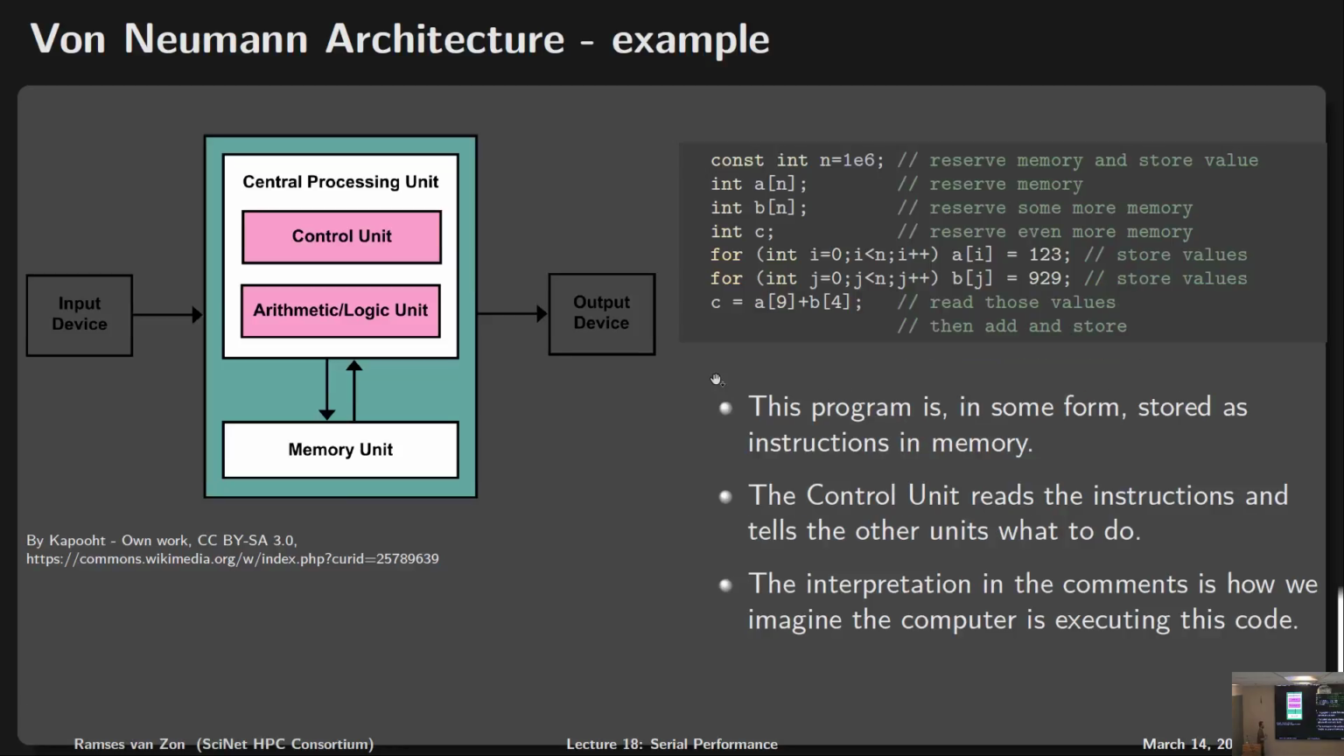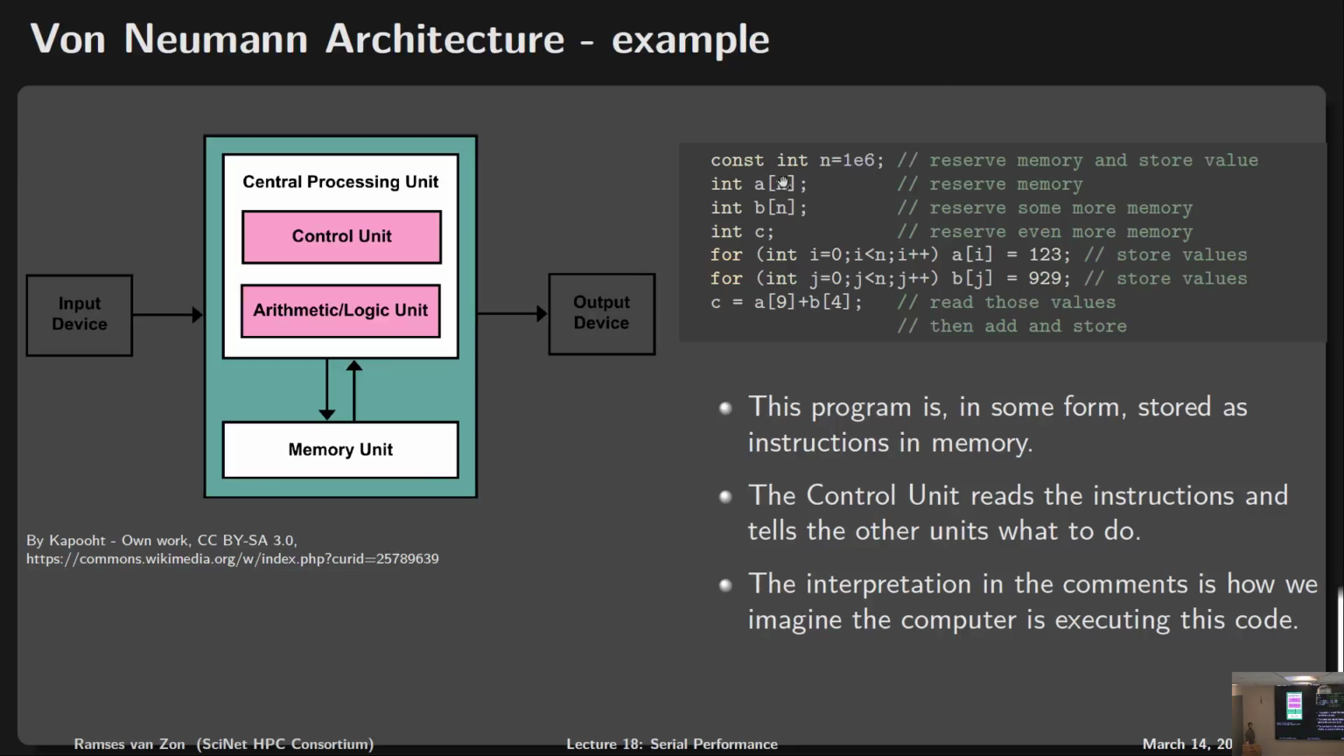So with that picture in mind, I've put a little snippet of code here to see what we would imagine the computer is doing if this is what a computer looks like. So I have a constant int n that is set to 1 million. I would imagine that that's a variable, so it lives somewhere in memory. So we've allocated some memory, and we store that value in the memory.